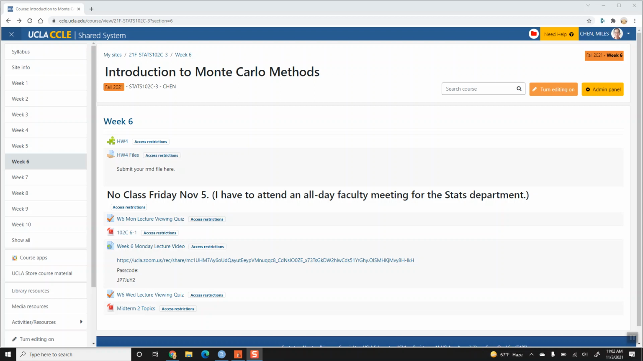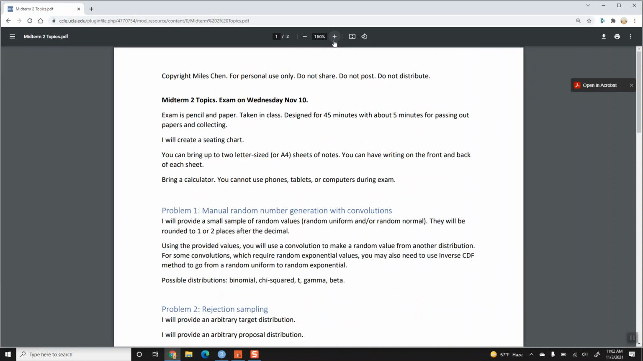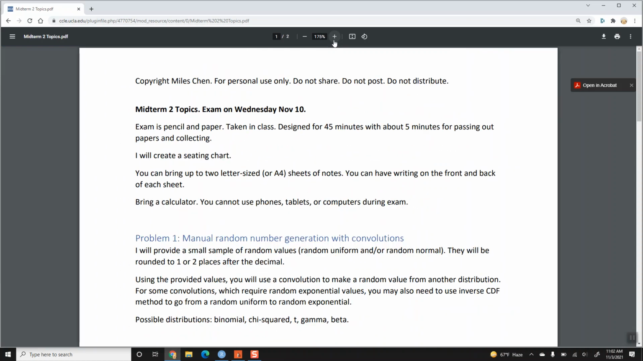So I have also posted homework 4. Homework 4 is due 1 week from Friday, but I recommend that you finish homework 4 before the midterm, because I think doing homework 4 will be good preparation for studying for the midterm. So that's what I recommend. Okay, so do homework 4. It will be helpful.